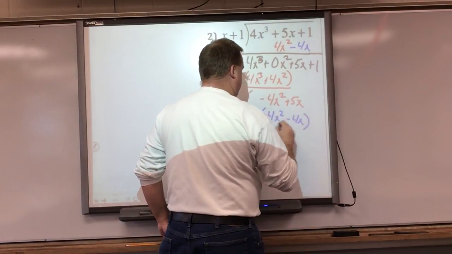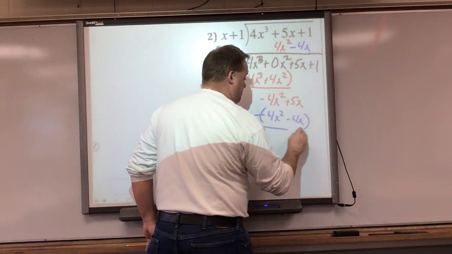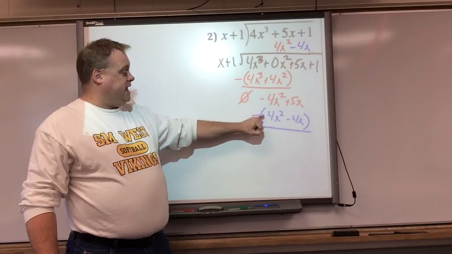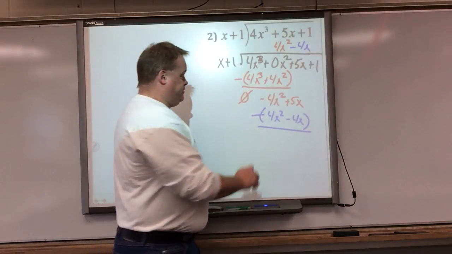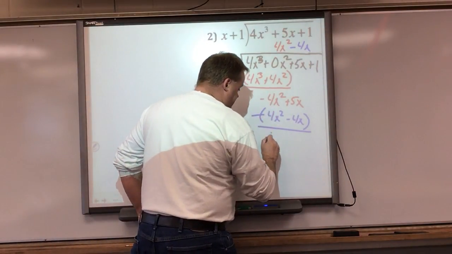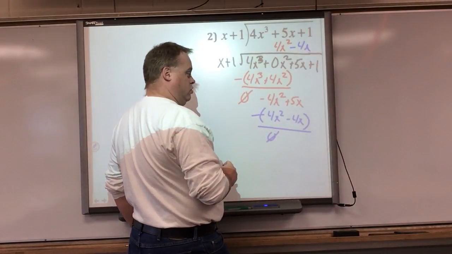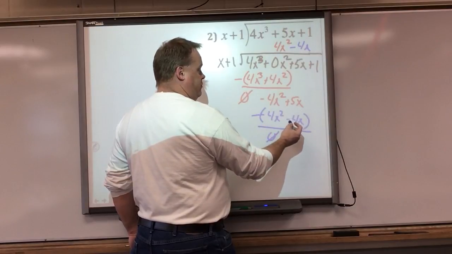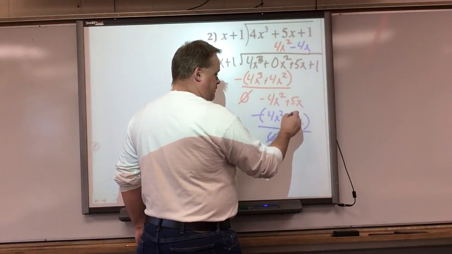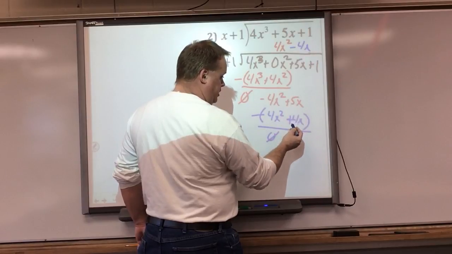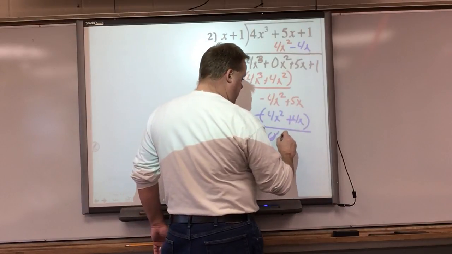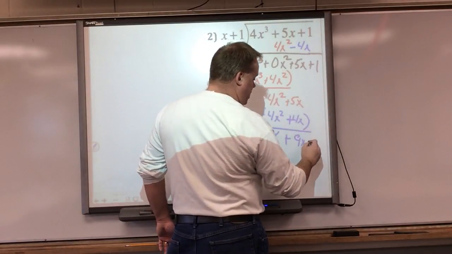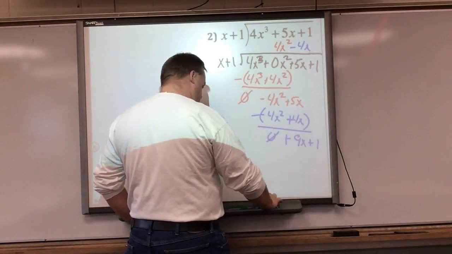I'm going to put it all inside parentheses because I have a minus sign going out front. Negative 4x squared minus a negative 4x squared. This becomes positive, so this eliminates just like we thought it would. And 5x minus a negative 4x, this becomes positive. 5 plus 4 is 9, so that's 9x. Bring down the 1.